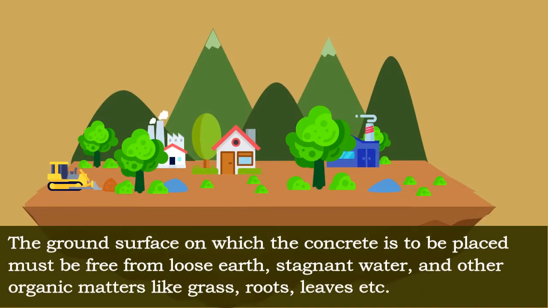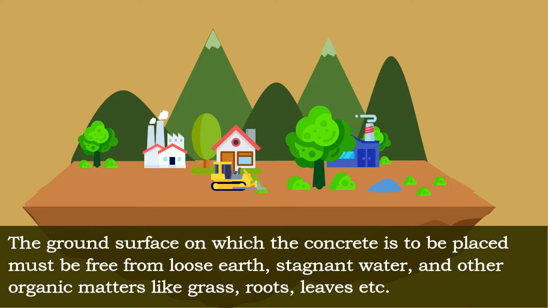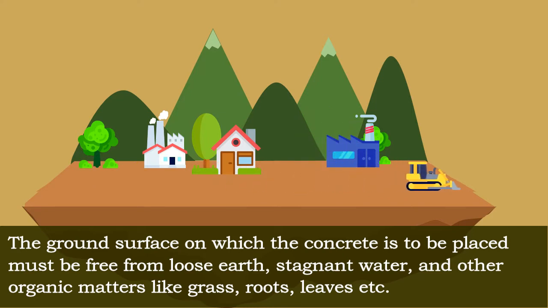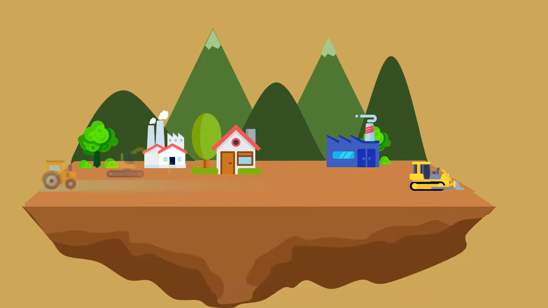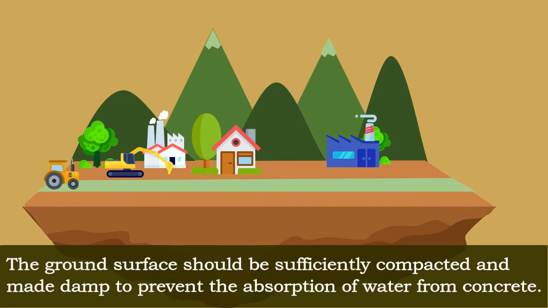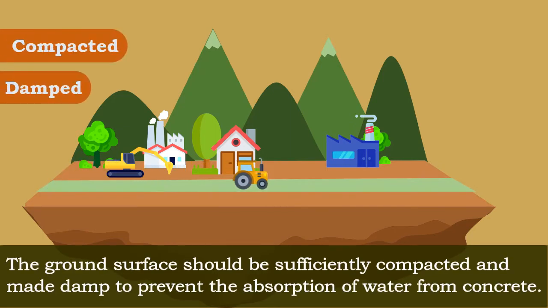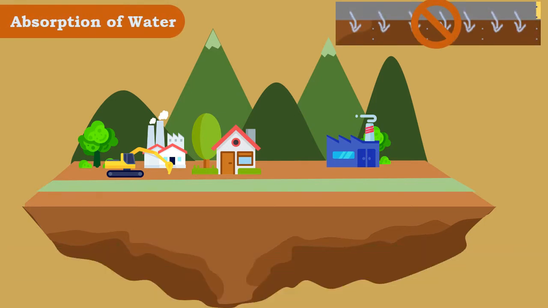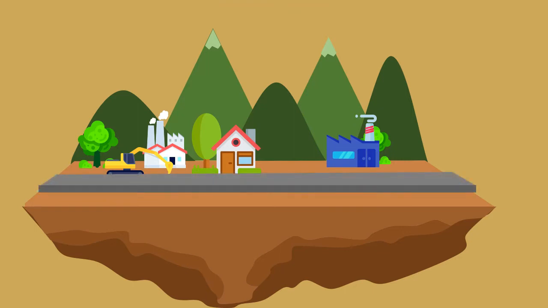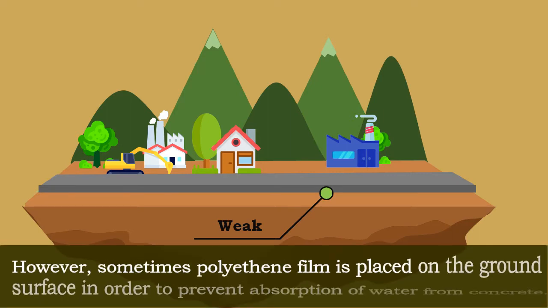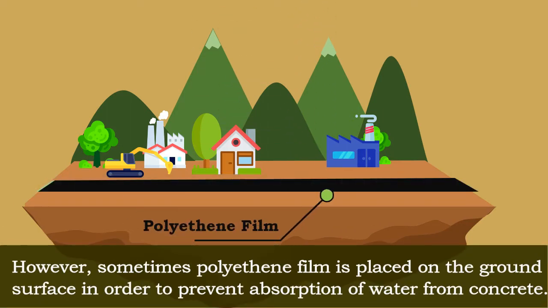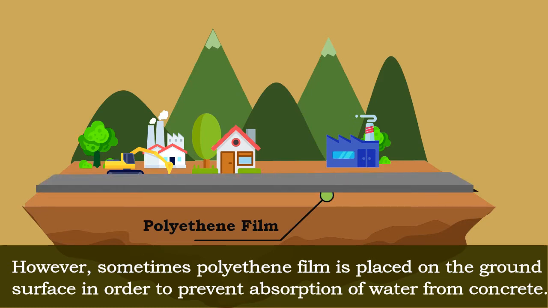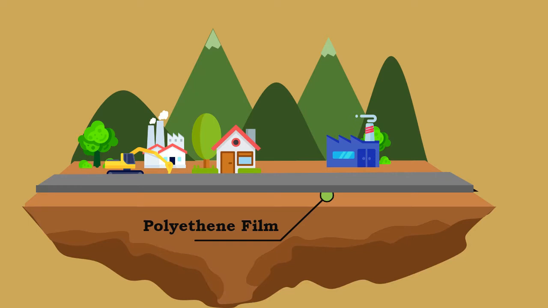The ground surface on which the concrete is to be placed must be free from loose earth, stagnant water, and other organic matters like grass, roots, leaves etc. The ground surface should be sufficiently compacted and made damp to prevent the absorption of water from concrete. If sufficient dampness is not provided, the bottom portion of concrete becomes weak. However, sometimes polyethylene film is placed on the ground surface in order to prevent absorption of water from concrete.